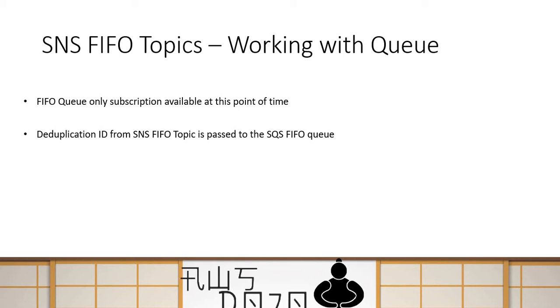The second one is that when an SNS FIFO topic passes the message to an SQS FIFO queue, it passes the same deduplication ID, because the SQS FIFO queue also supports a duplication check. In order to facilitate that, when your SNS FIFO topic passes a message to an SQS FIFO queue as a subscriber, the deduplication ID is passed from the topic to the queue. Okay, that's the second thing you should know.